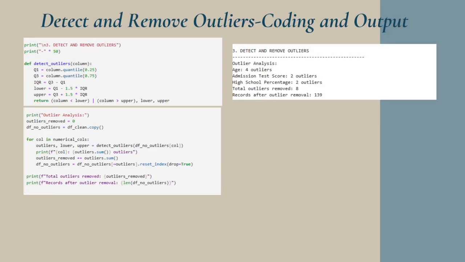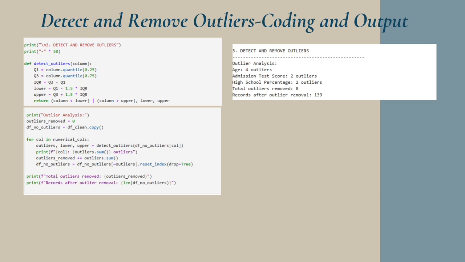Next is coding to detect and remove outliers. First, print the title for step 3, detect and remove outliers. Next, use the IQR method for the outlier detection function. Q1 equal to the 25th percentile, Q3 equal to the 75th percentile, IQR equal to Q3 minus Q1, which measures the spread of the middle 50%. Lower equal to Q1 minus 1.5 times IQR. Upper equal to Q3 plus 1.5 times IQR. Define the standard IQR threshold. Returns a Boolean mask, True for outliers, lower and upper.